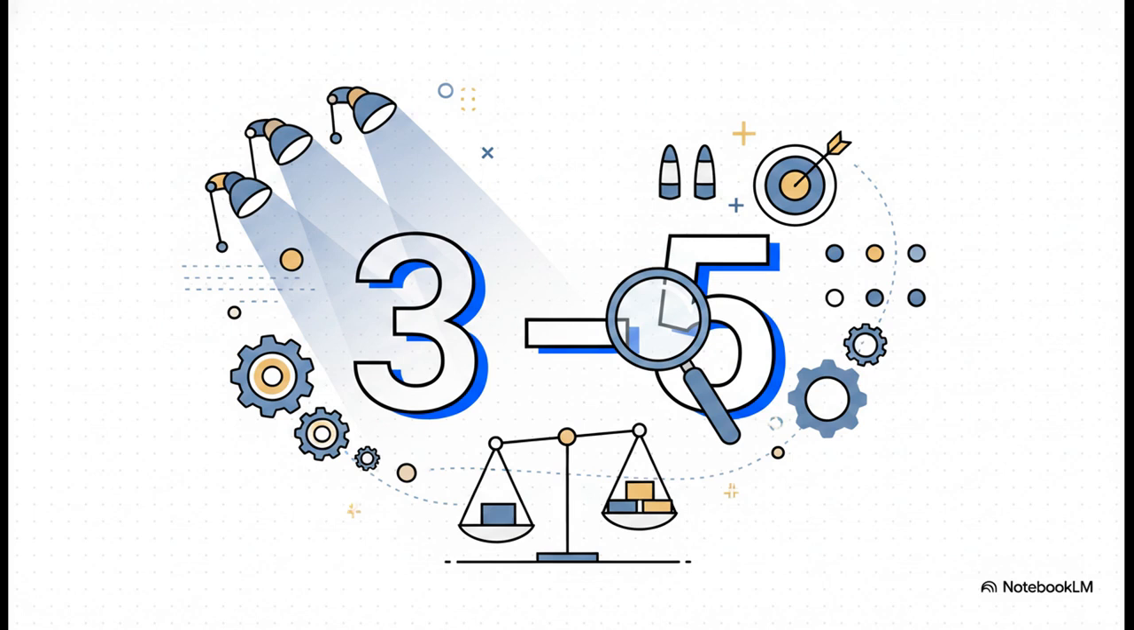Writing way too many objectives is a super common trap. It just dilutes your focus and makes your whole study completely unmanageable. Keep it tight. Keep it between 3 and 5.